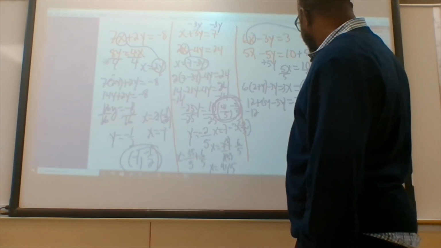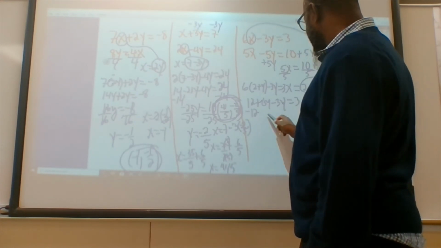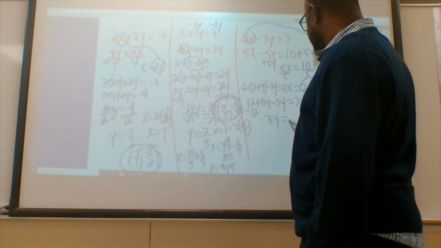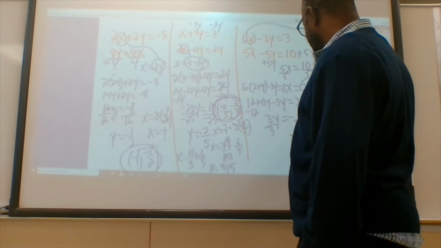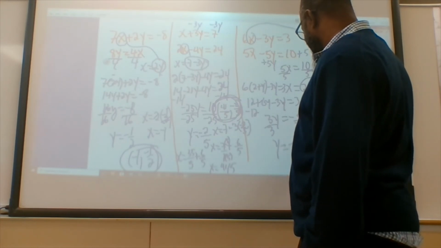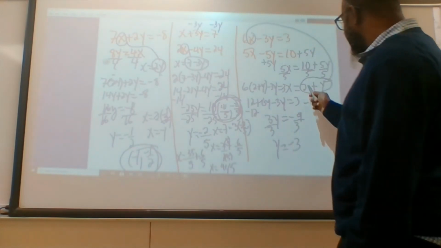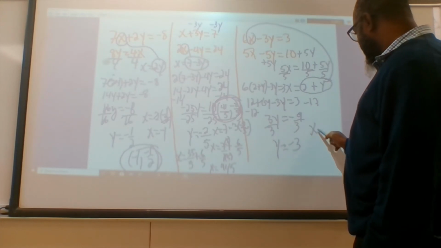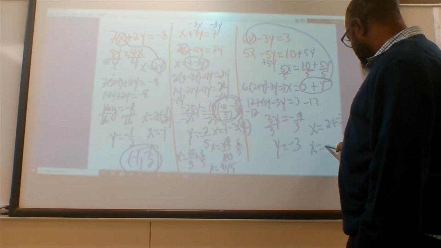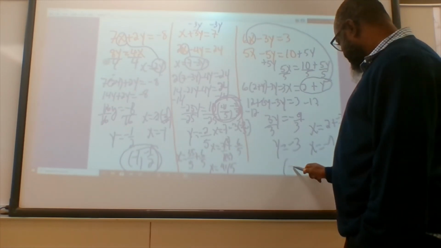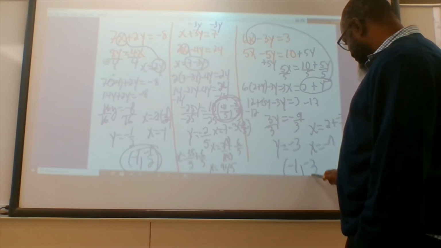Subtract 12, then I will have 3y is equal to -9, divided by 3, divided by 3. In this case, y is -3. And I can come with this x equal. x is 2 plus -3. In this case, x is -1. The solution of the system is (-1, -3).